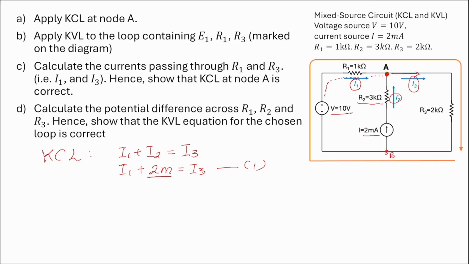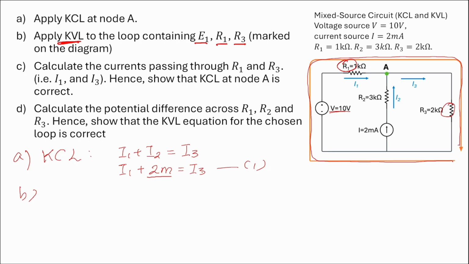Next, it means part B. We need to apply KVL along E1, R1, and R3. E1 means our voltage source. R1, this is R1. R3, it is R3. So clearly, it is the path along this.